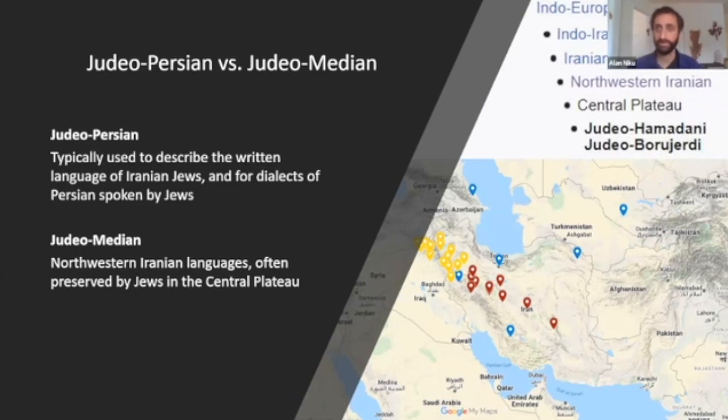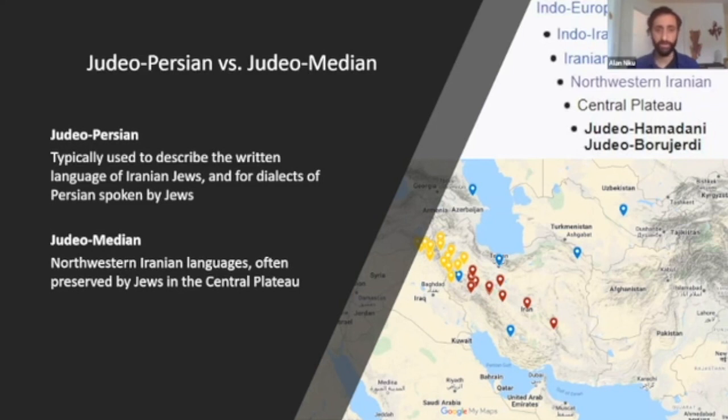So if we look at this language family on the top right of the page, you see there's the Indo-European family. That's many of the languages of Eurasia, from Spanish and English all the way to Hindi. So after Indo-European, you get the Indo-Iranian branch, that's Persian and Hindi and a lot of those languages. Then you get the Iranian branch. And then you get this split between Southwestern and Northwestern Iranian. Judeo-Persian, all Persian languages. Persian is a Southwestern Iranian language. And Judeo-Median, which is the other group we're going to majorly talk about, is a Northwest Iranian set of languages.